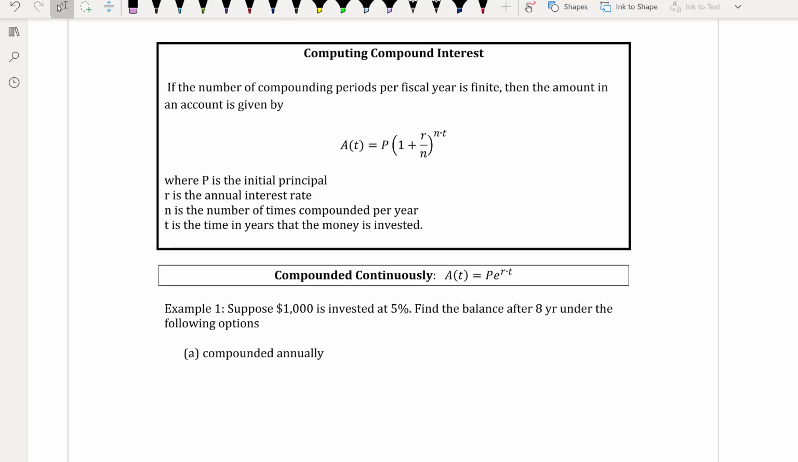Now, switching gears a little bit, we're going to go into our word problems. It says if the number of compounding periods per fiscal year is finite, then the amount in an account is given by this equation, where P is the initial principal, R is the interest rate, N is the number of times compounded per year, and T is the time in years that the money is invested. And then we also have compounded continuously. So when it has that compounded continuously, this is our equation. When it's just compound interest, this is going to be our equation.